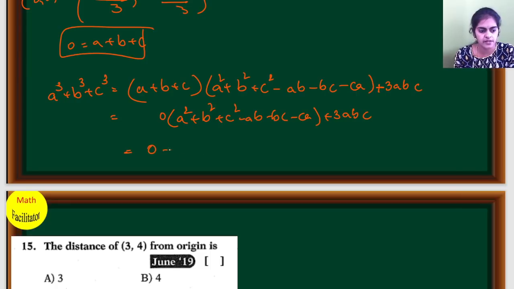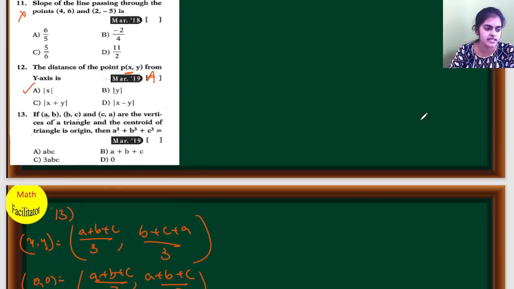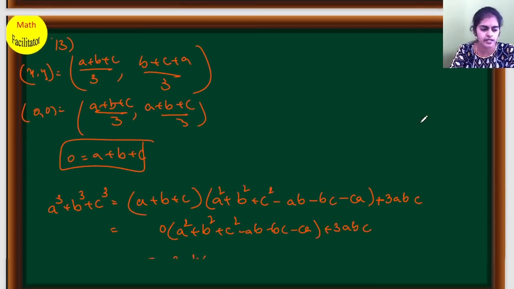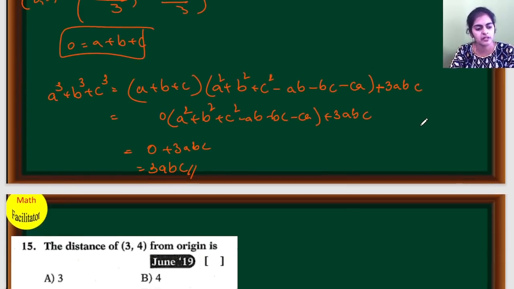All of this will become 0 plus 3abc. So the final value you have is 3abc. Okay, so a cube plus b cube plus c cube is equal to 3abc. Whenever a plus b plus c is 0, directly you can remember a cube plus b cube plus c cube will be equal to 3abc. Okay, this is the formula.